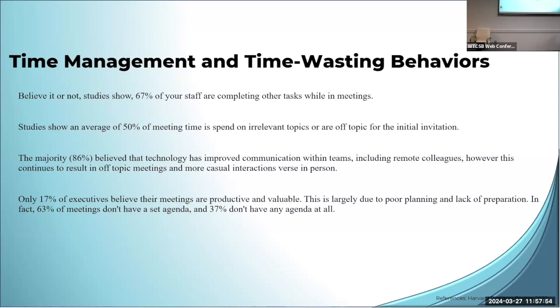Studies show an average of 50% of meeting time is spent on irrelevant topics, or topics outside the initial invitation. One of the things that has come up is that a lot of people have meetings that begin with casual conversation: how was your weekend, you were sick last week, how's your family, things like that. Do you find you have some more casual interactions at the beginning of meetings, depending on what type of meeting it is?